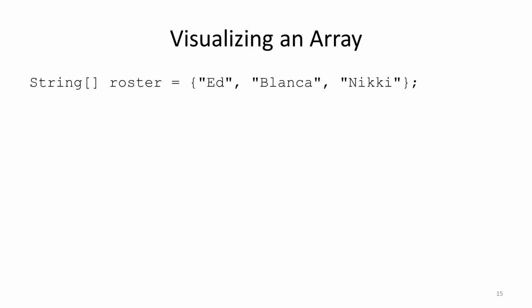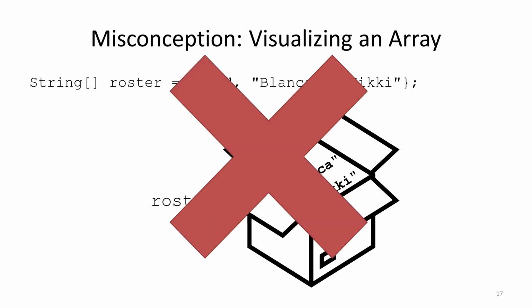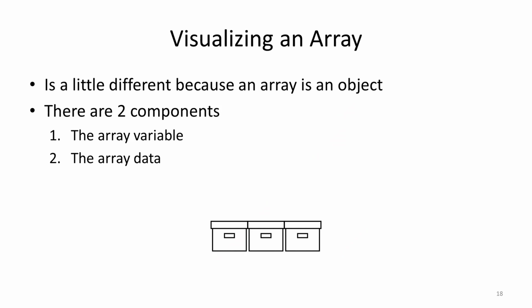Now, based on how we visualize a primitive variable, you may think this: a large single box named roster with the names inside. It's not unreasonable to think that, but actually this is not accurate. To visualize a large box with the values in it is not reflective of what an array, or for that matter, what an object is. Visualizing an array is a little different because an array is an object. Some of the visualization will also apply to String, Scanner, and even Random.